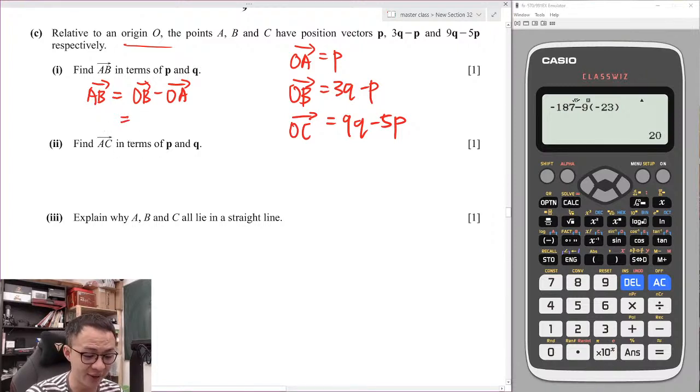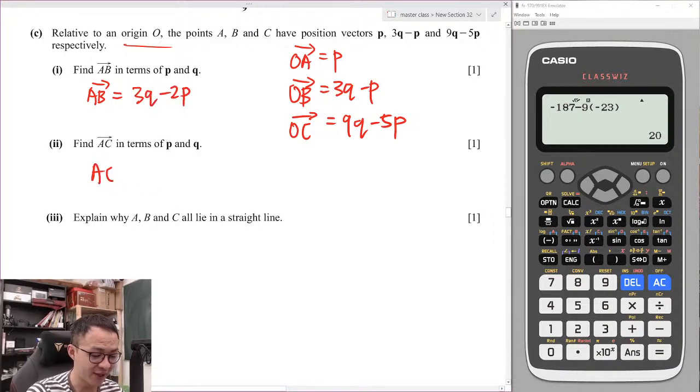Yeah, never mind. Use a slower way here. So it's AO plus OB, isn't it? What is AO? AO will be negative OA, isn't it? Plus OB here. So therefore, I can just use negative P plus this one. Because I have limited space, it will be 3Q minus 2P.